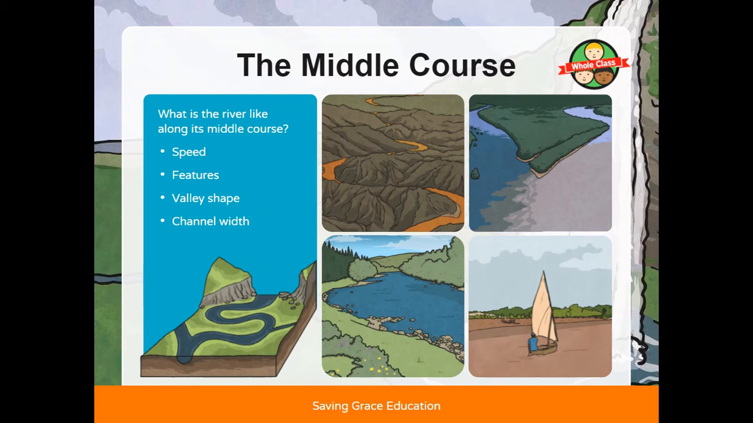Because erosion now takes place both sideways and downwards, the valley shape is U-shaped. Also, the channel width would be broader. Middle course river features include wider, shallower valleys, meanders, as well as oxbow lakes.